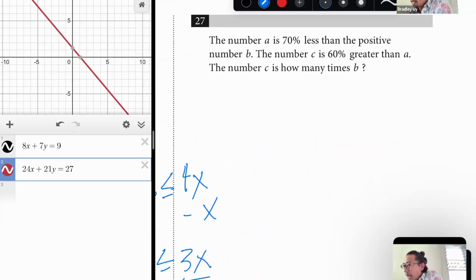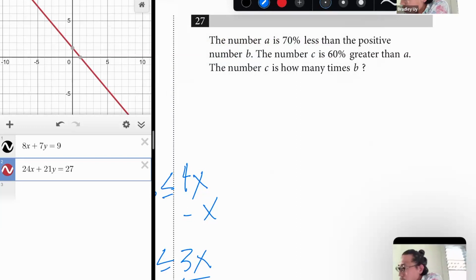A number A is 70% less than the positive number B. Okay. And the number C is 60% greater than A. The number C is what times B? There are two ways to do this question. One way is to pick some nice round numbers. The other is to create some algebraic expressions.